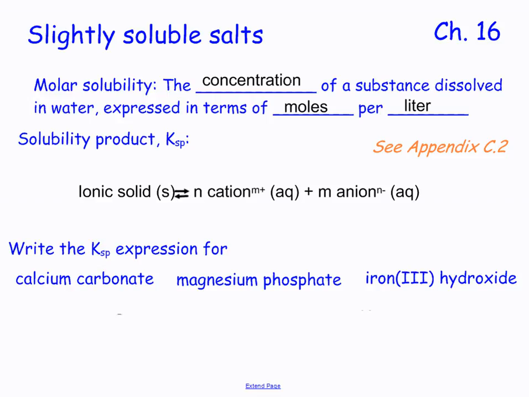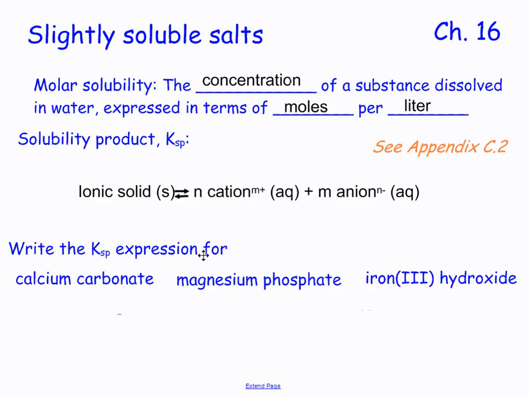Molar solubility, a new definition, is the concentration of a substance dissolved in water in moles per liter. And when we talk about the solubility product, KSP, it's an equilibrium constant for ionic solids dissolving into cations and anions. And these have to be figured out experimentally, but you have a chart of them, page 15 of the references, or in appendix C2 in the back of the textbook, which you can get online.